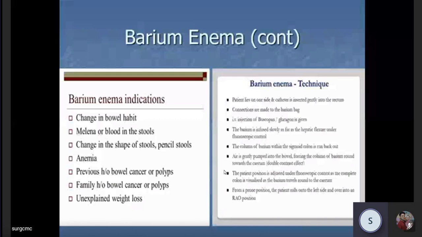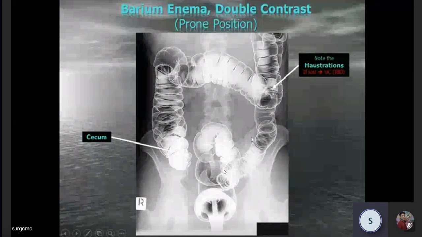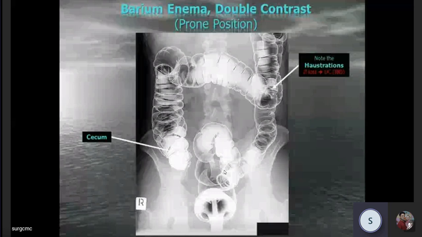And this is a double contrast. That is, the dye is given and then air is given. So there is a thin film of dye adhered to the mucosa, which will give you a better idea about mucosal irregularities. That is a double contrast barium enema. It will give you a better idea about the strictures actually. There are a few mucosal lesions out here, the strictures, just how to do it dekhe rakho.